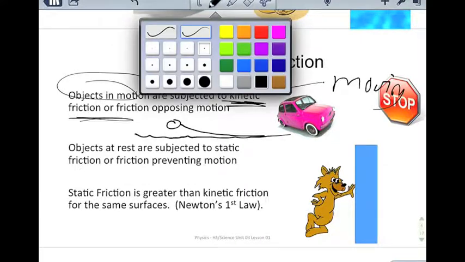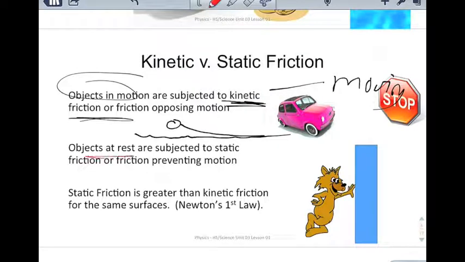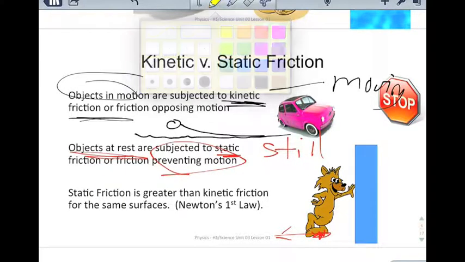Static friction, on the other hand, is when the object is at rest. So if this guy's just leaning against the wall, the reason his feet don't slip out from underneath him is because there's a friction that's holding his feet in place. Static means still or not moving. So whenever you see the term static, that means the object is not in motion. Static friction prevents motion. Kinetic friction is the one that actually opposes motion. So they're two different forces.